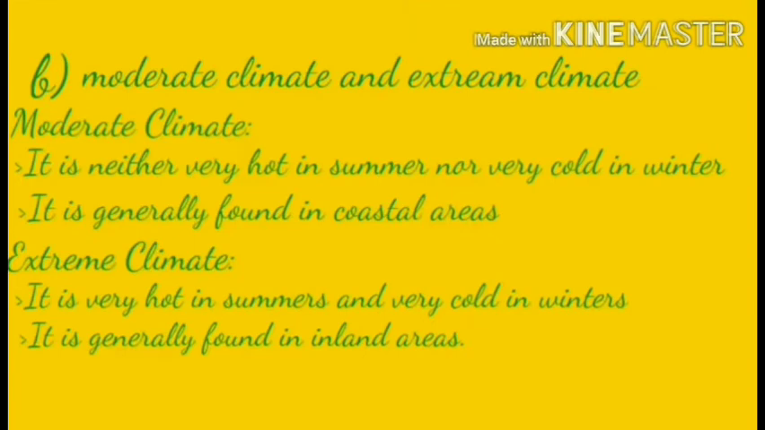B. Moderate climate and extreme climate. Moderate climate. Answer. It is neither very hot in summer nor very cold in winter. It is generally found in coastal areas. Extreme climate. It is very hot in summers and very cold in winters. It is generally found in inland areas.